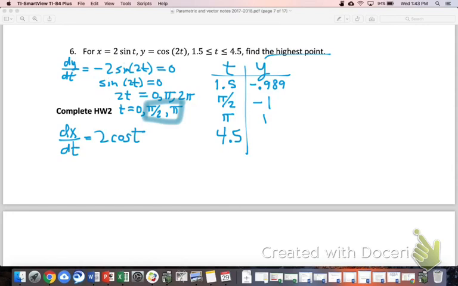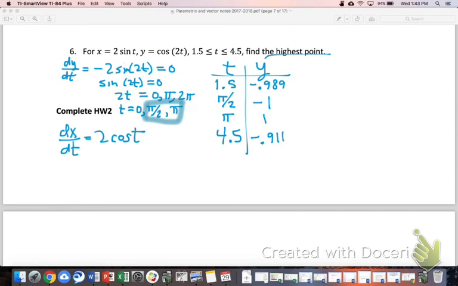Again, I don't know what that is. Negative 0.9. Oh, you know what? There's symmetry, isn't there? So it's 0.911. Okay. What do you think?